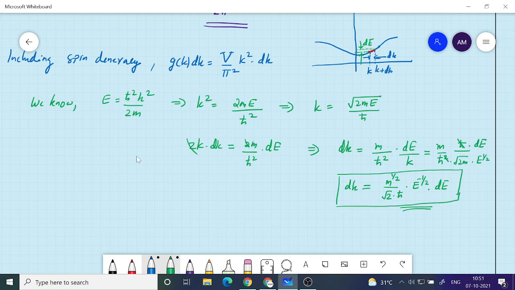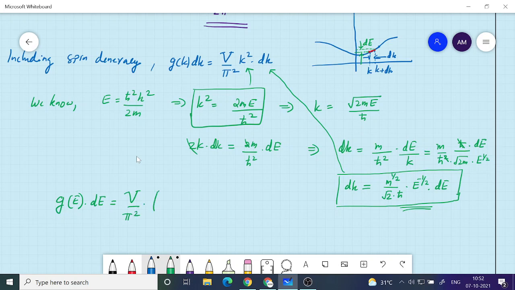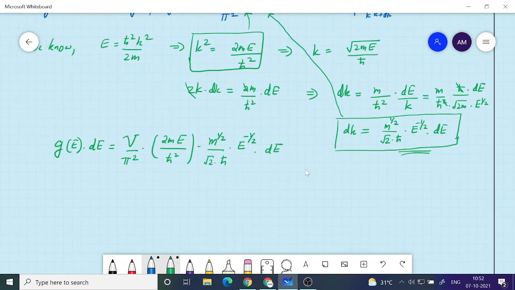and also I can write k square like this. If I substitute these two things into this expression, what I will get is basically g of E dE. It is basically a variable transformation: k is changed to E, and V is a constant, so that remains, divided by pi square. Then just substitute 2mE by h cut square into m raised to half by root 2 h cut, E raised to minus half, into dE. This is just calculus rules. So now I can just rearrange these things.